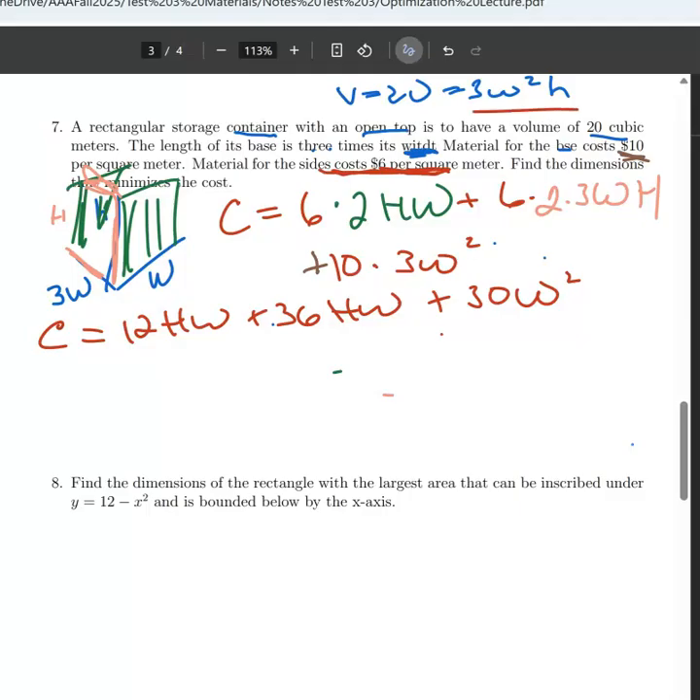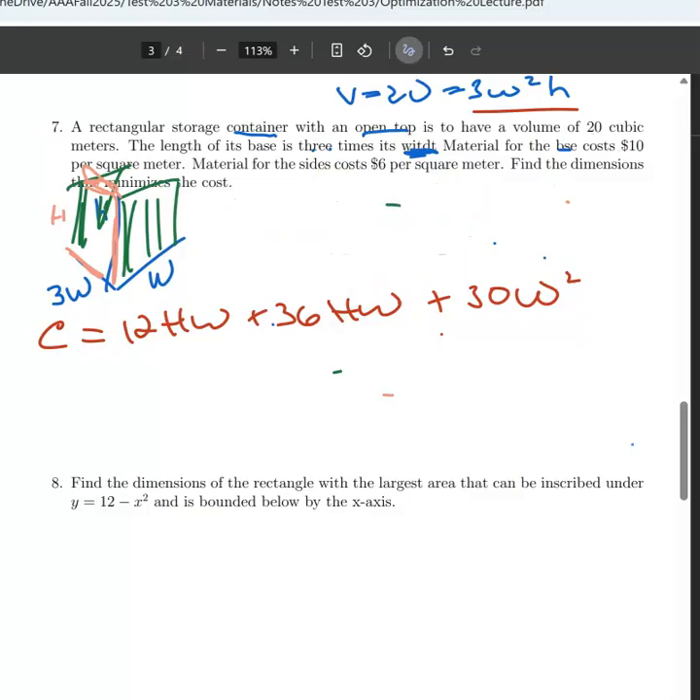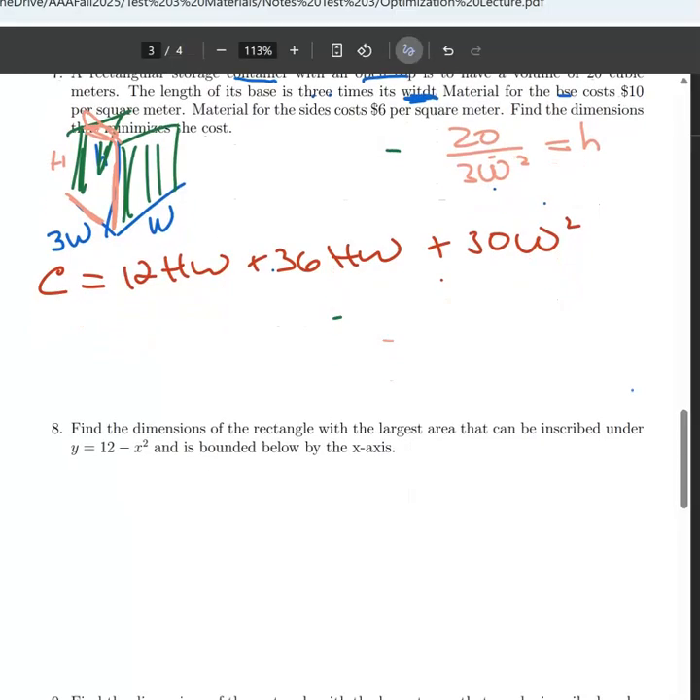Right, this is what I'm using, right? So I'm going to make some room here. I'm using this to be able to substitute in, right? So this tells me if I solve for H, 20 over 3W squared is H. So I'm going to substitute that in everywhere there's an H. How about we join these two terms together? Before we go do that, though. So I would get a 48HW plus 30W squared.